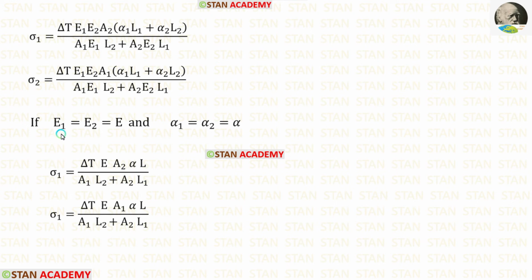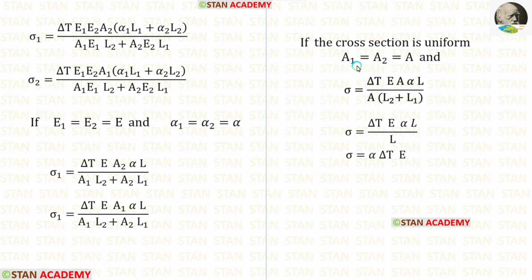Suppose the Young's modulus are same and the values of alpha are same. We can simplify these two formulas like this. Suppose the cross section is uniform, area 1 and area 2 will be equal to A. We can take A outside, L2 plus L1 becomes L. Area will be eliminated and L will be eliminated. Finally, for sigma, we are getting alpha into delta T into E, which is the same formula we have derived initially for the uniform cross section.